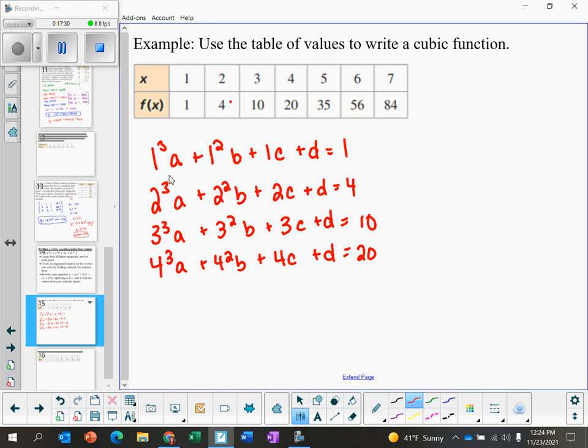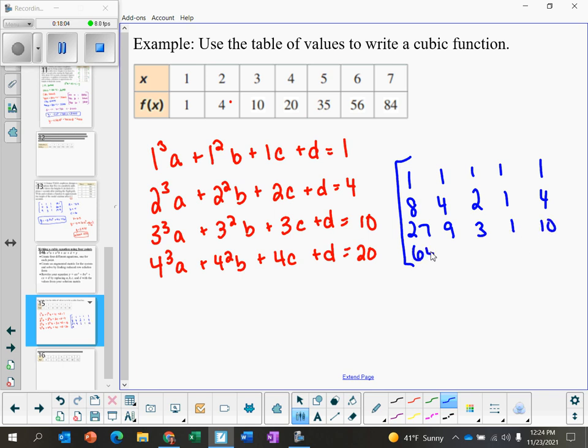So you can either rewrite your equations by actually doing this math, or you can go straight to putting the correct numbers into the matrix, whatever you're more comfortable doing. So I'm actually going to go straight to the matrix right now. So 1 to the third is 1, 1 squared is 1, 1 is 1, 1, nice first row. 2 to the third is 8, 2 squared is 4, 2 to the first is 2, 1, 4. 3 cubed is 27, 3 squared is 9, then 3, 1, 10. And 4 to the third is 64, 4 squared is 16, 4, 1, 20.